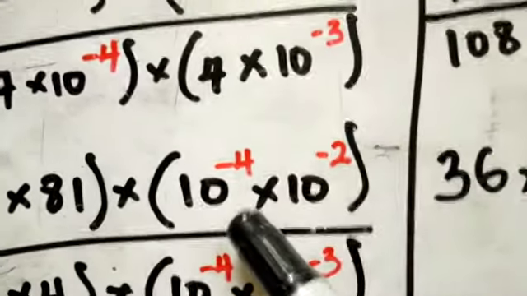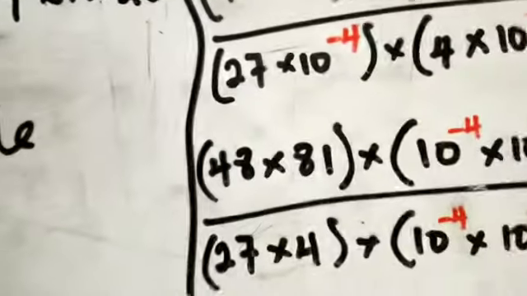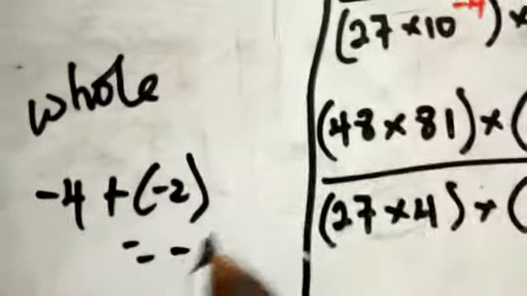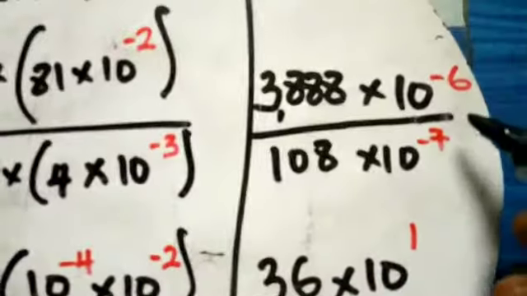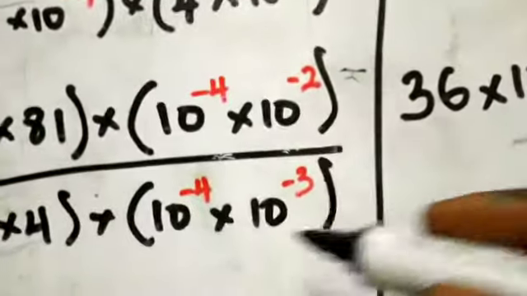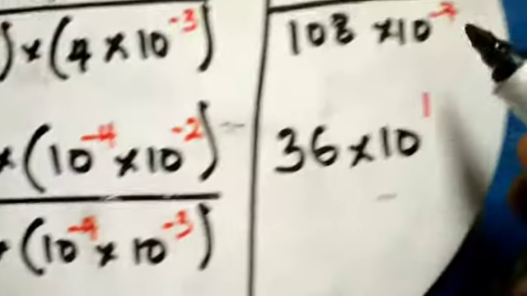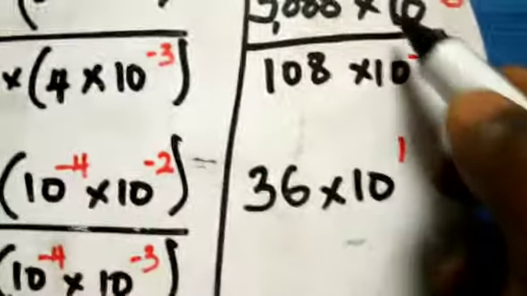Now we add. You are going to get negative 4 plus minus 2. This will give me minus 6, so that is exactly what I have here. And then down here you have minus 4 plus minus 3, which will give me minus 7. Now how do you move from here to here?